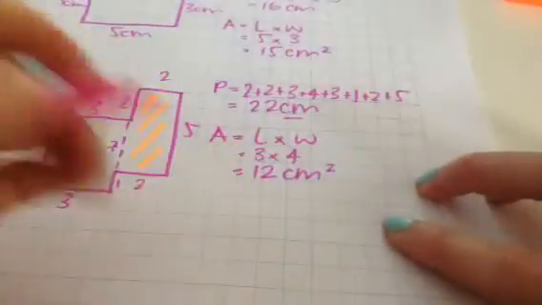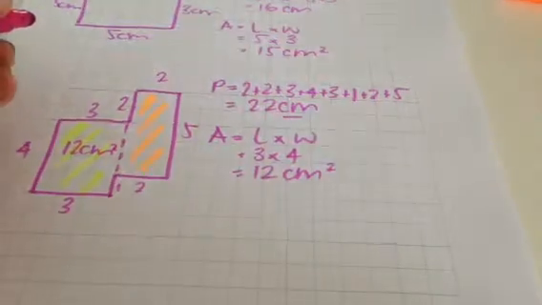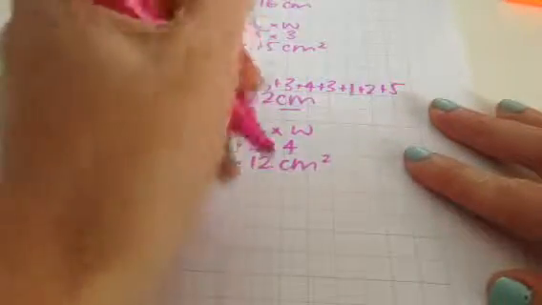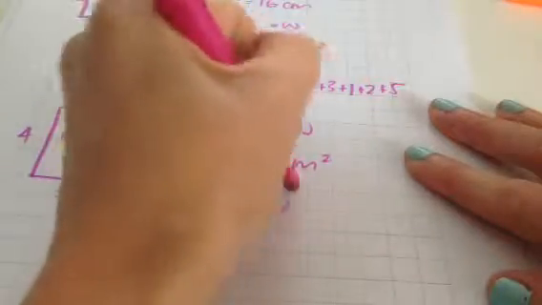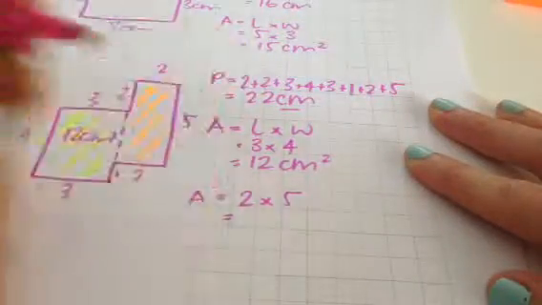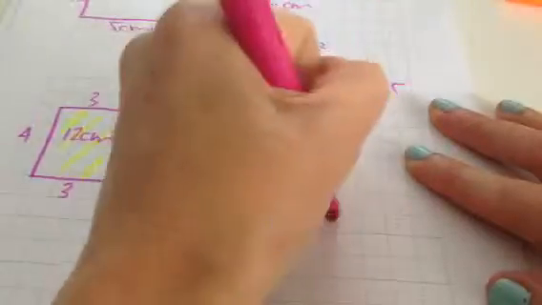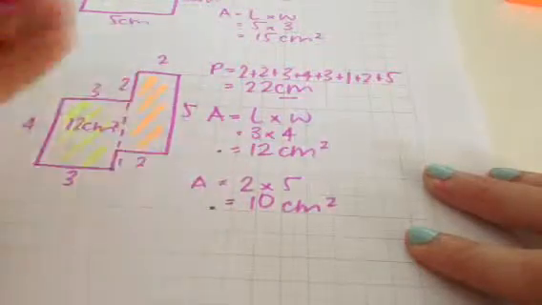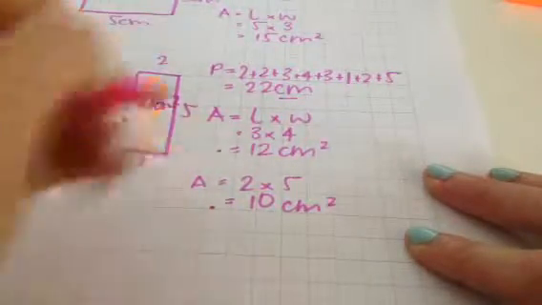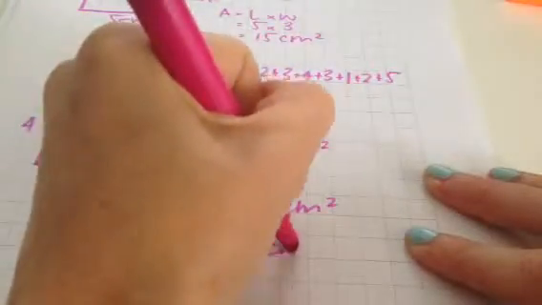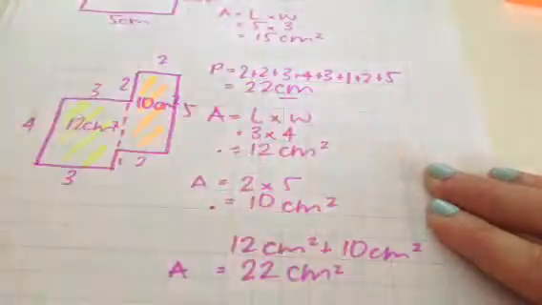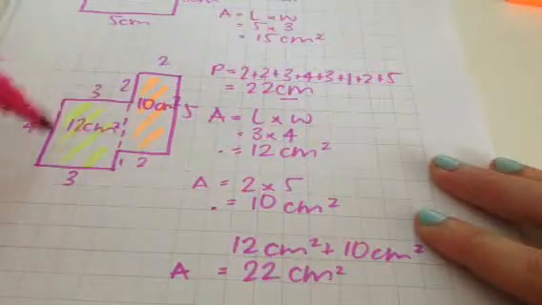Now the area for our second rectangle is 2 times 5 equals 10 centimetres squared. So what we need to do now is add up the 2 areas for our rectangles. So 12 plus 10 equals 22 centimetres squared.